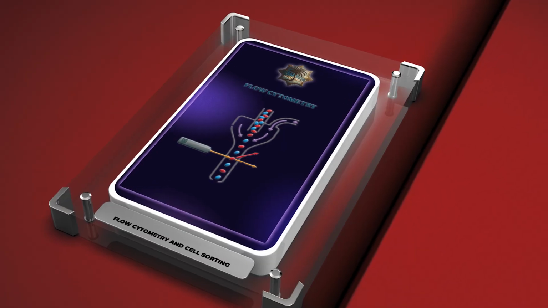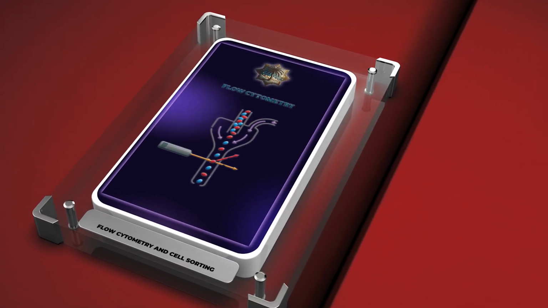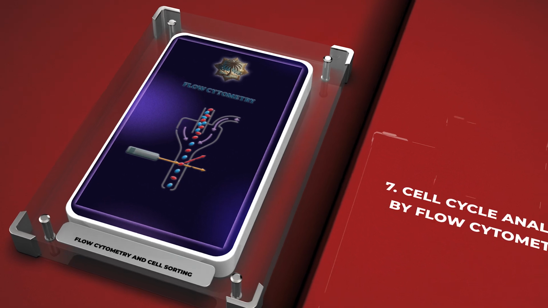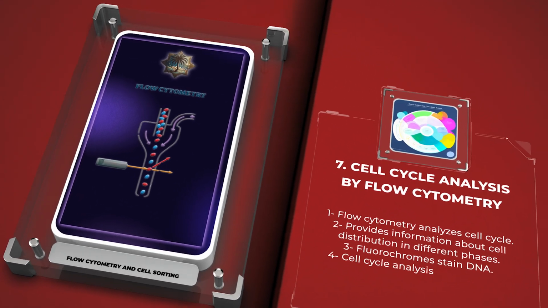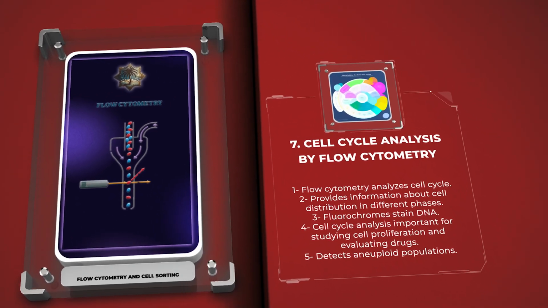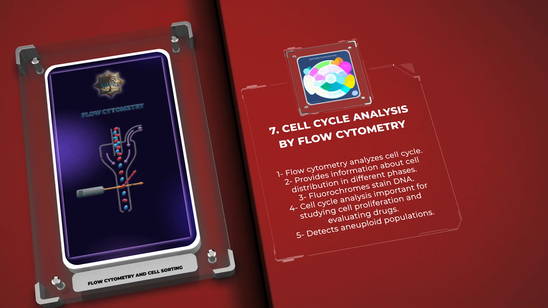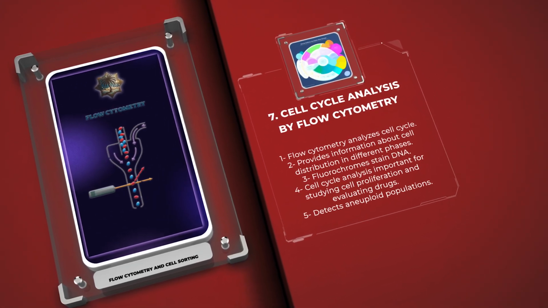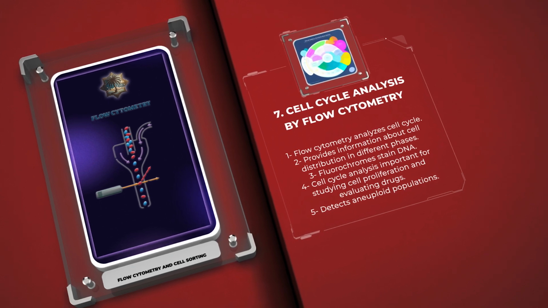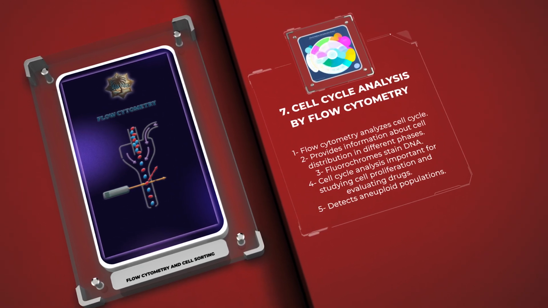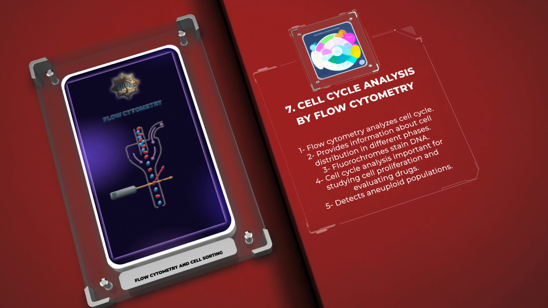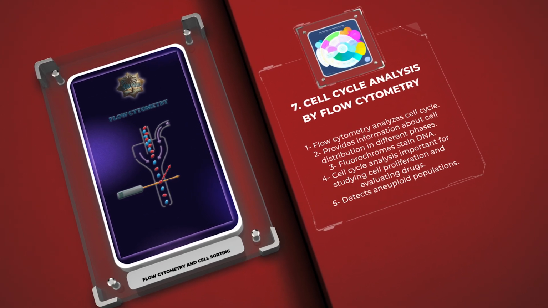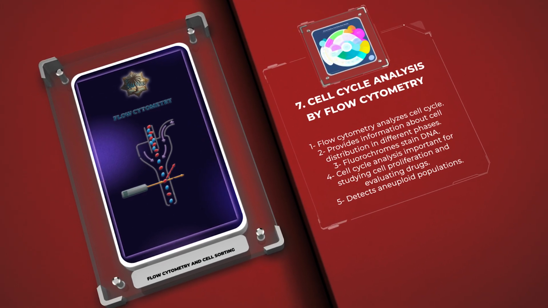Flow cytometry also allows the analysis of the cell cycle, providing information about the distribution of cells in different phases of the cell cycle. By staining DNA with fluorochromes, researchers can distinguish cells in G0/G1, S, and G2/M phases, as well as detect aneuploid populations. Cell cycle analysis is crucial in studying cell proliferation, evaluating cell cycle regulators, and investigating the effects of drugs or treatment modalities on cell division.